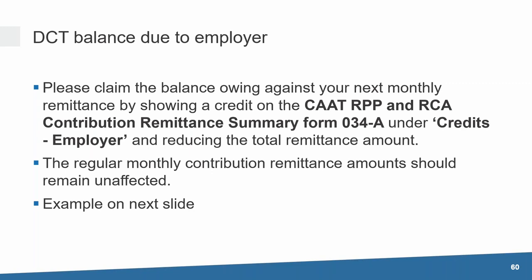In the case where there is a balance due to the employer, please look at the member and employer column and the total column in the annual statement to determine the amount available to be taken as a credit by you, the employer. Please claim this credit against your next monthly remittance by showing a credit on the CAT RPP and RCA Contribution Remittance Summary Form, also known as Form 34A. Note that your monthly contribution remittance will remain unaffected.